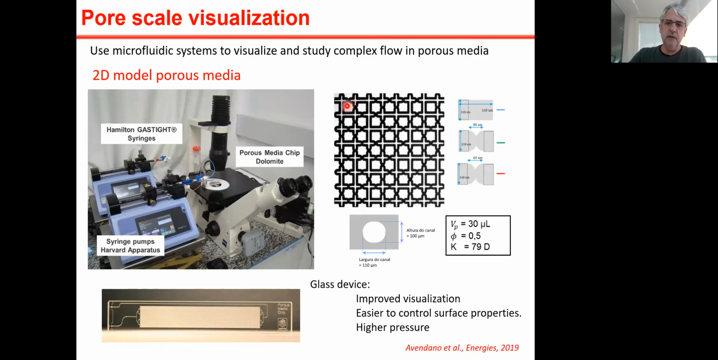And it's made out of a regular network of constricted capillaries, but the capillaries have constrictions of different sizes, and they're randomly distributed over the pore space. This model is made out of glass, which gives us very good imaging. So we get improved visualization. It's easy to control the surface properties, so we can have water or oil wet porous media, and it can sustain high pressure. So we can get a pretty high pressure in some of these experiments.